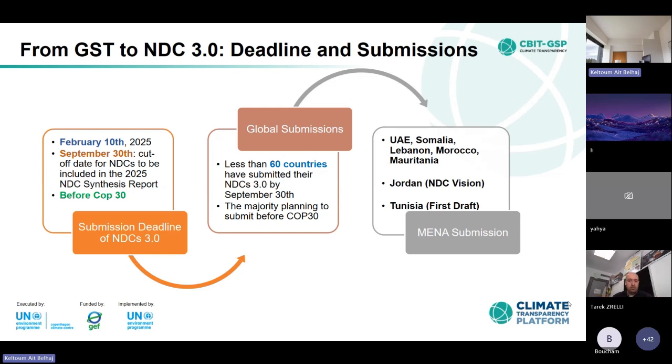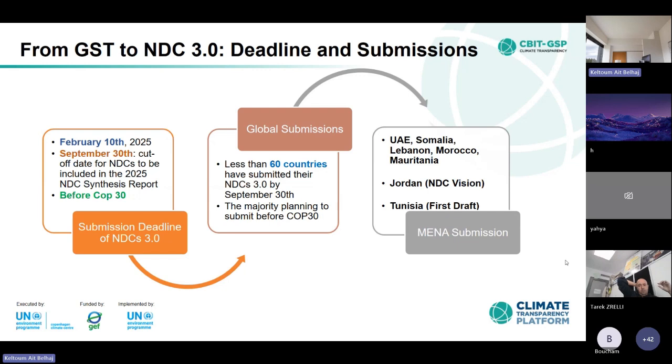But for countries who wanted their NDC to be included in the 2025 NDC synthesis report, the cutoff was September 30. This is why, like other countries, Morocco submitted on the 30th of September. For those who haven't submitted their NDC yet, it should be before COP30. So far, only 60 countries have submitted by September 30, with most of the others planning to submit before COP30.